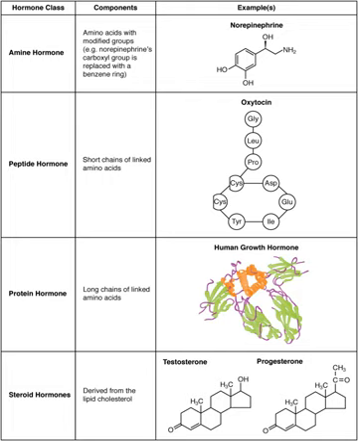Topic: Plant. Plant hormones include abscisic acid, auxin, cytokinin, ethylene, and gibberellin.